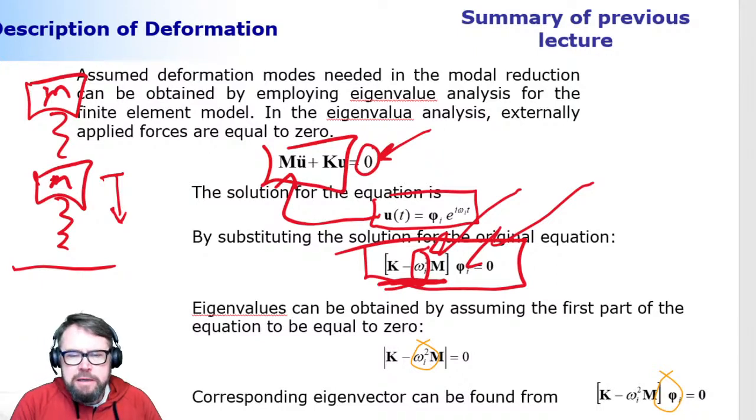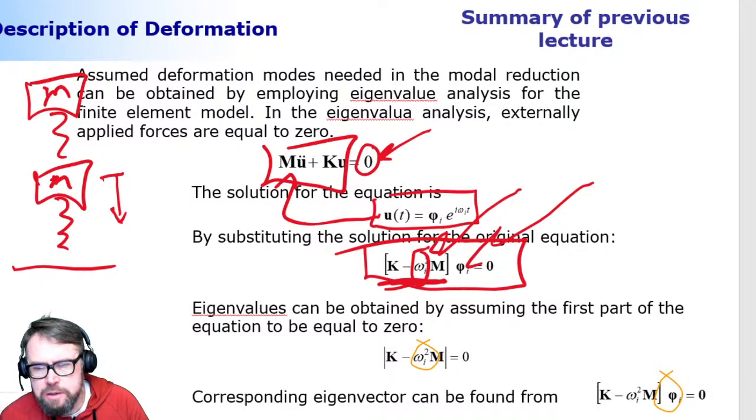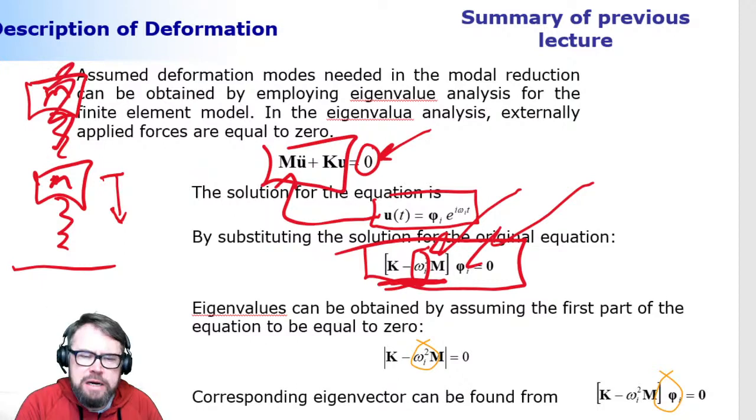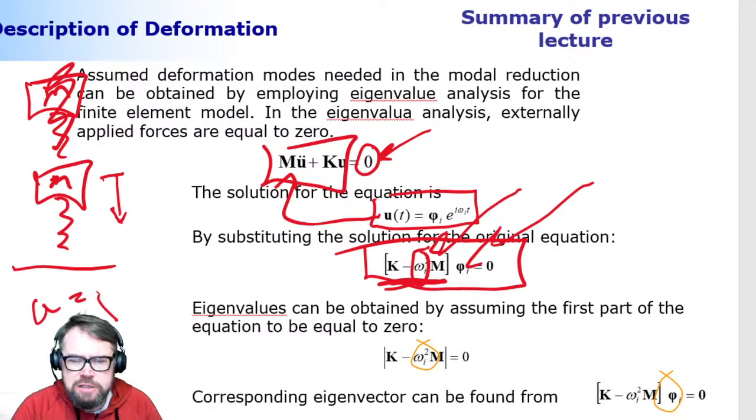All right, so I was about to explain, what was it? Oh yeah, if you just have one mass here, you know that you can calculate this omega as the square root of stiffness divided by mass.